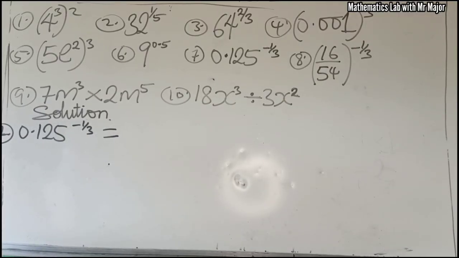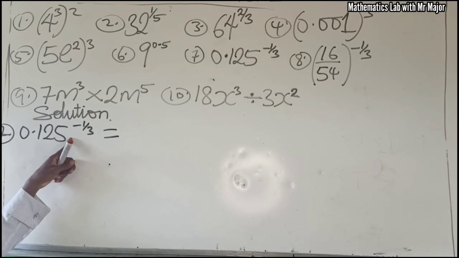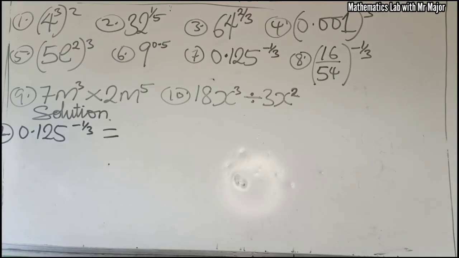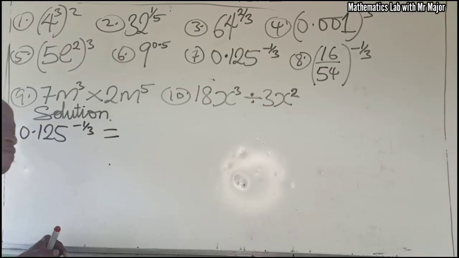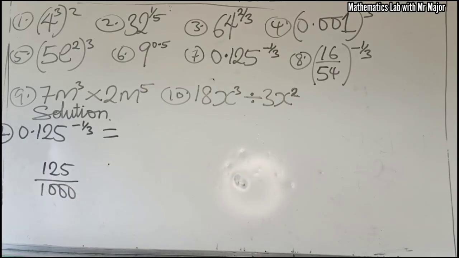0.125 raised to power minus 1 over 3, please. Now, let's first change this to a fraction. If you change 0.125 to a fraction, that is 125 over 1000. You can use it like this, and of course, you can reduce it to its simplest form.